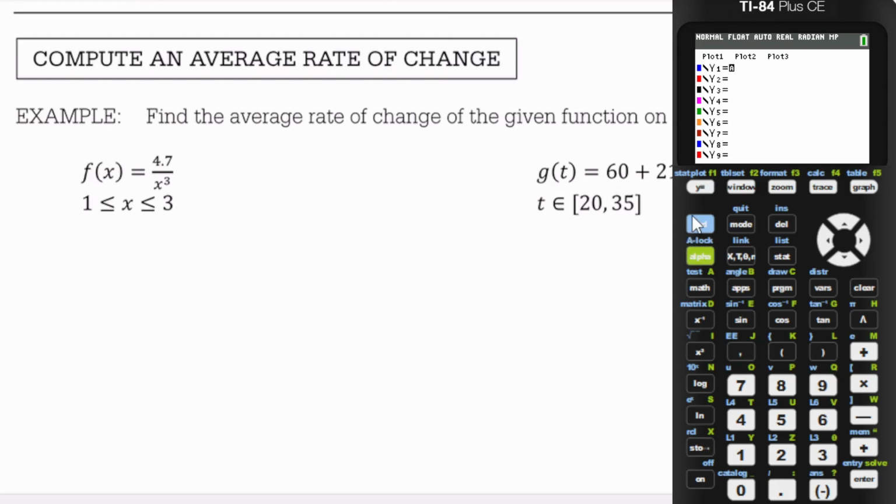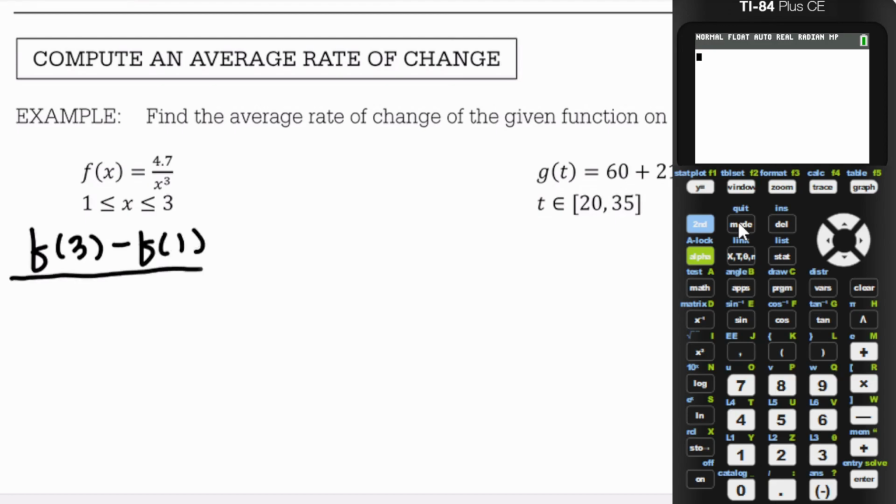I'm going to type in, now I've got the ability to call on a fraction bar with F1, and I really recommend that if you've got that ability. So fraction bar 4.7 divided by x to the power of 3. Okay. And now we've got it typed in there just right. Now we don't even need a graph for this. What we're going to do is have the calculator compute what we need it to. So if I want the average rate of change of f on the interval 1 to 3, that's going to be f of 3 minus f of 1 divided by 3 minus 1. And the calculator is smart enough, it can do this.